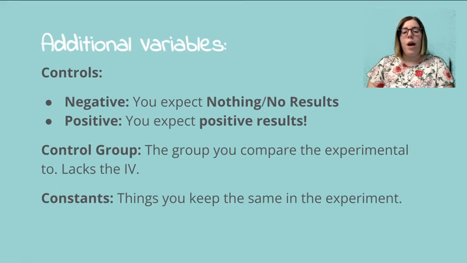Then the positive control is something that you would expect a positive result on, right? So your positive control would be having no independent variable on both sides. So that'd be having sugar water on both sides. You would expect a result, right? You'd expect a positive result. They would prefer both of them equally.